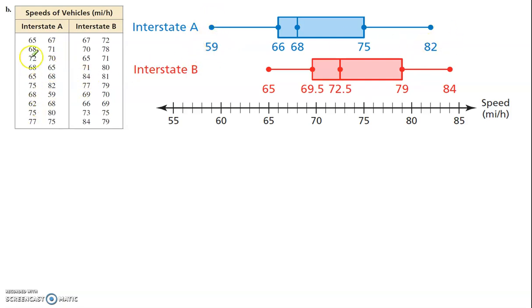If I look at all these numbers, I have to pick out to see what's the highest and lowest. Once it's on a box and whisker plot, it's really easy to see, okay, 82 is the high, 59 would be the lowest, and then I can see, okay, the speeds on Interstate A are more varied, but overall, the speeds on Interstate B are higher. So that's a nice visual representation for that.